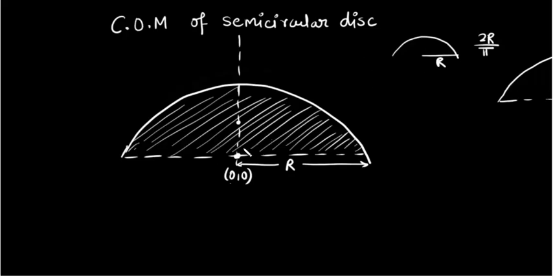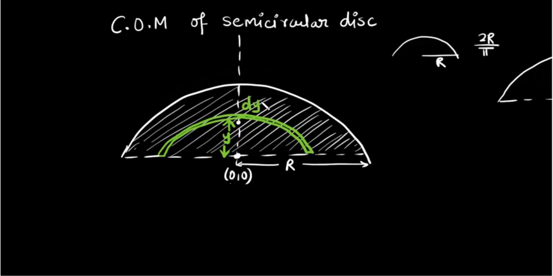Now the basic idea is that this semicircular disc can be divided into many semicircular wires of very small thickness. Let me draw such a semicircular wire here. I am taking a semicircular wire like this, with very small thickness. Let's say it is at a height y, and let's say this thickness is dy.